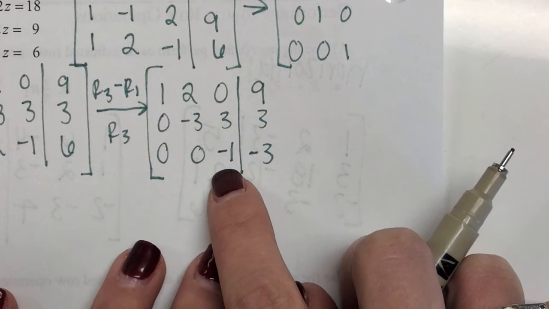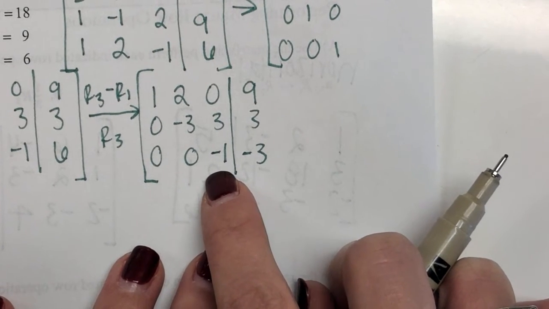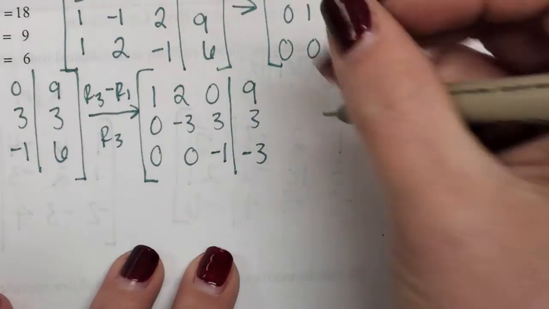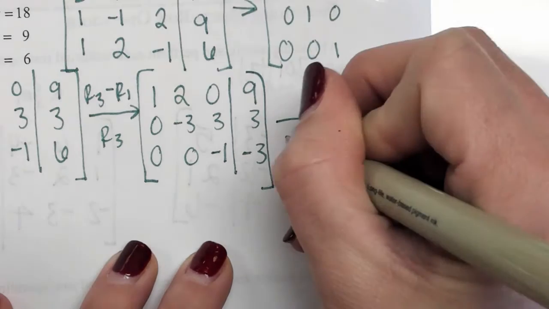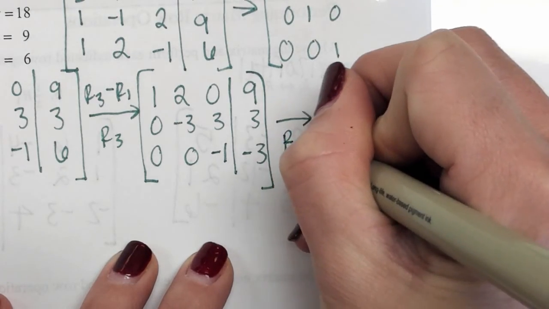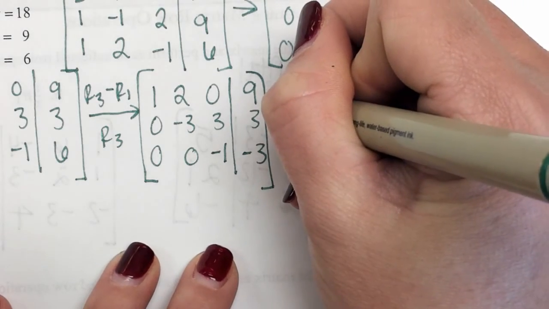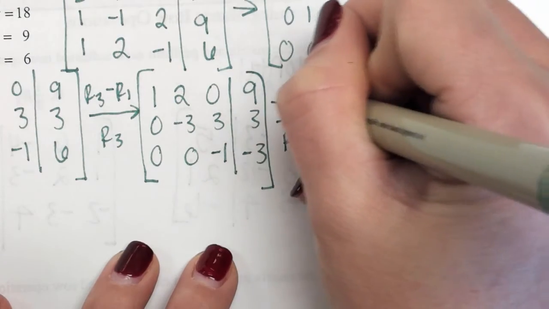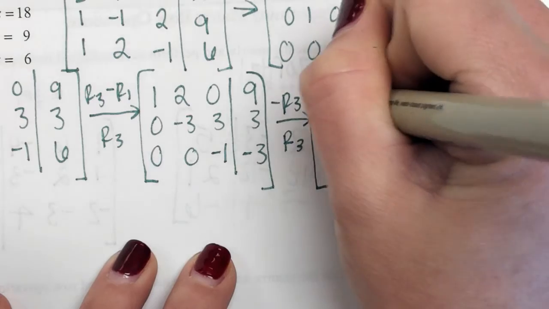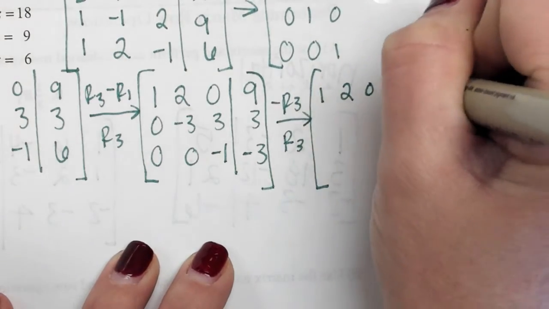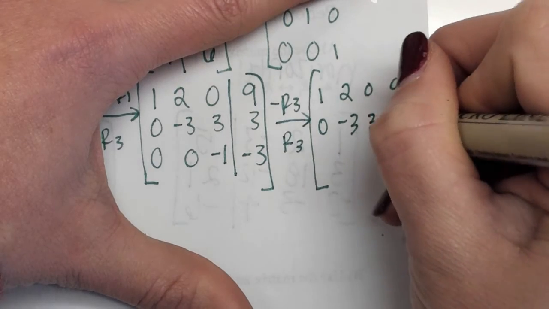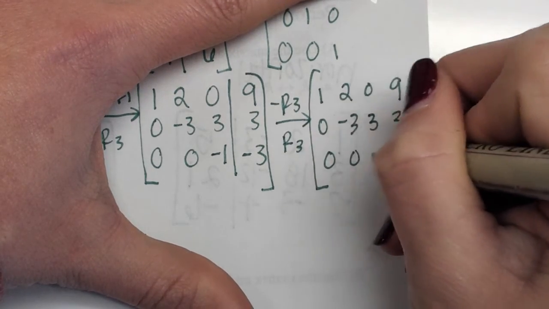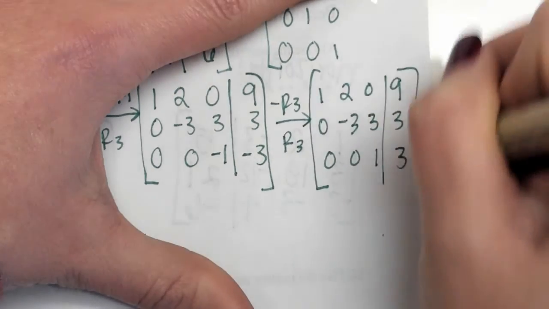How could we make it a positive 1? Multiply by negative 1. We can do that. So we're changing which row? The third row? Yep, and we're just multiplying it by what? Yes. Go ahead and do that. So everything else stays the same. We got 0, 0, 1, 3.